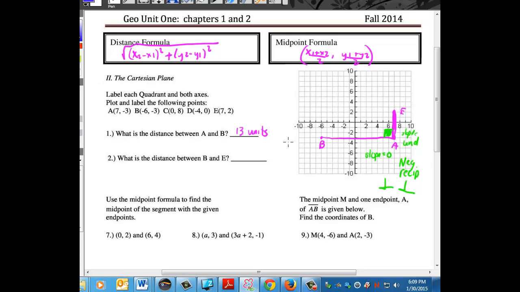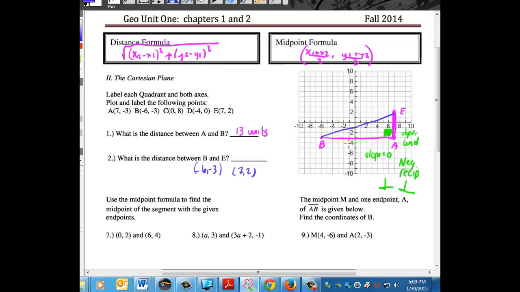So next, our goal is to find the distance between B and E. Let's draw that in. So there's segment BE. So why did I go through all this trouble to create this right triangle? Because really, one thing that I could do is take our B point, which is -6, -3, and then our E point is 7, 2, and then I can use this long formula. And if you want to do it that way, great.